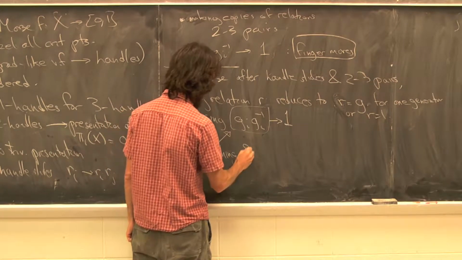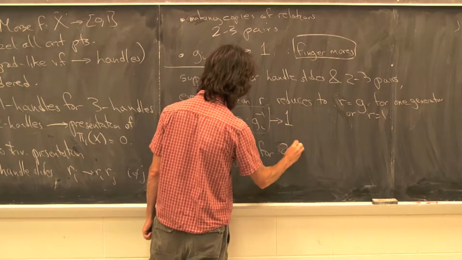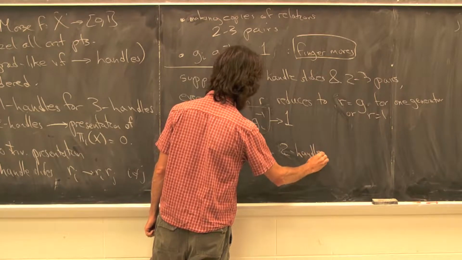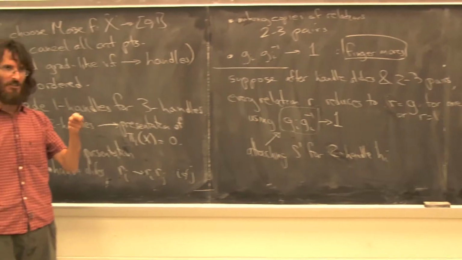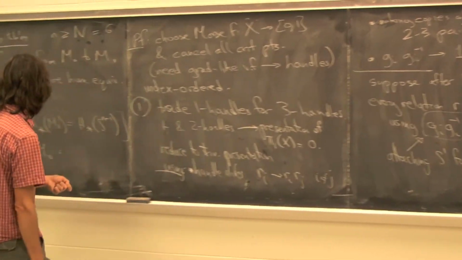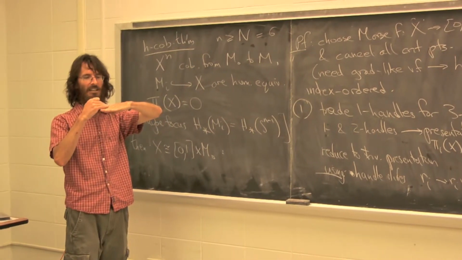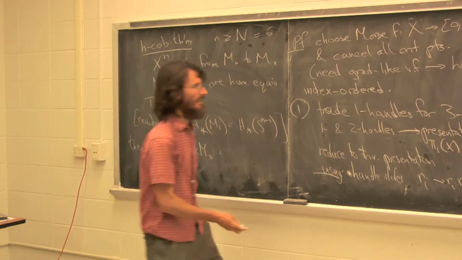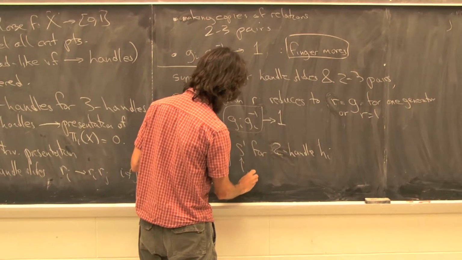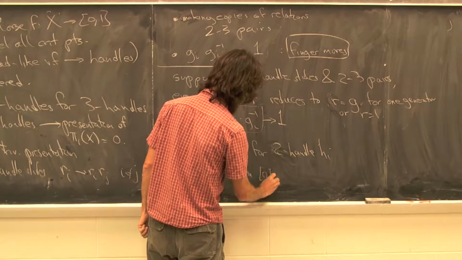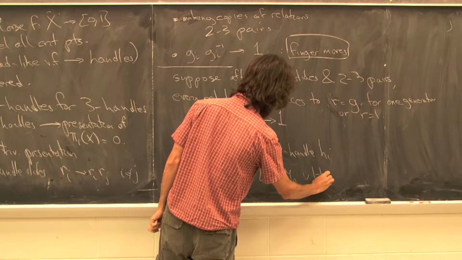S^1 for the 2-handle h_i, well, where is that attaching S^1? It's in the boundary of the 0-handle. There's no 0-handle at all, because we've got a non-empty 0. There's no 0-handle, and then I've got a bunch of 1-handles, right? So this is in the attaching S^1, which is in the boundary of the 0-handle union a bunch of 1-handles.